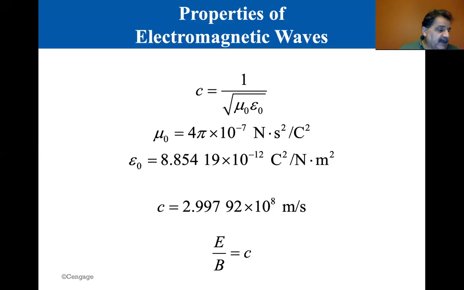will work. Now, Maxwell also proved the ratio of the magnitude of the electric field, E, to the magnitude of the magnetic field equals the speed of light. So E divided by B equals c.